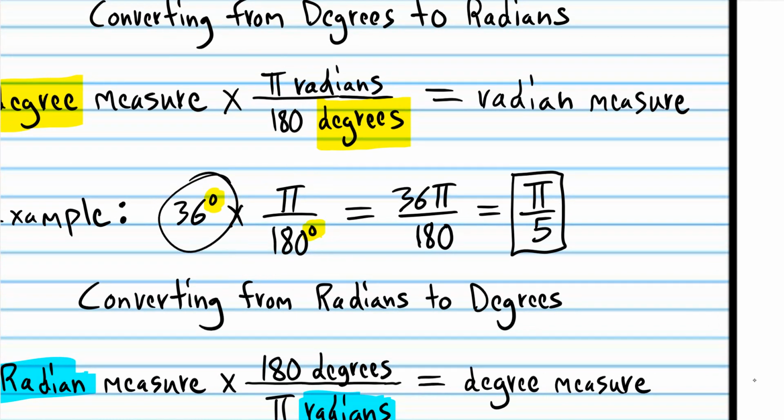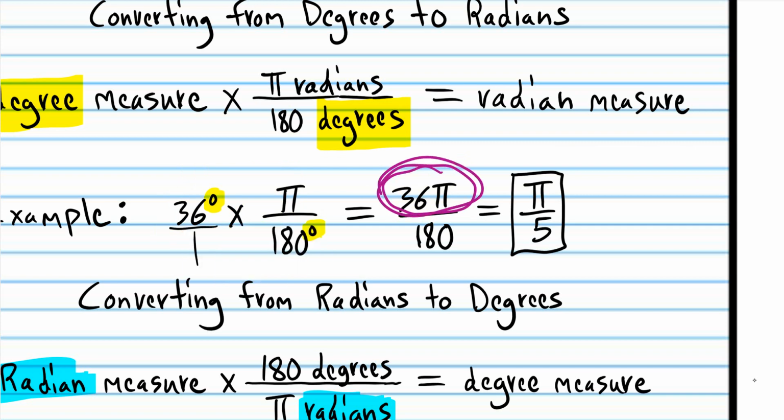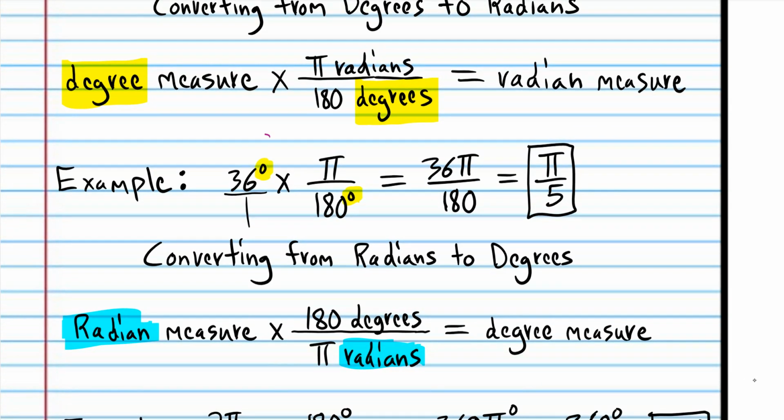And you can consider this 36 to be 36 over 1 if that helps. And remember, you multiply the denominators and the numerators when you're multiplying fractions. So we get that. And if you reduce the fraction, you get pi over 5. So remember, when you write a number right next to pi, or any symbol, that means you're multiplying. 36 right next to a symbol means you're multiplying 36 by that symbol. So 36 degrees is pi over 5 radians.